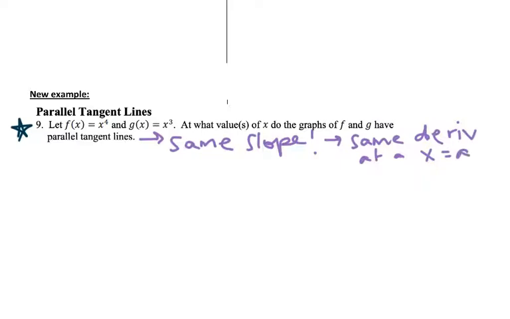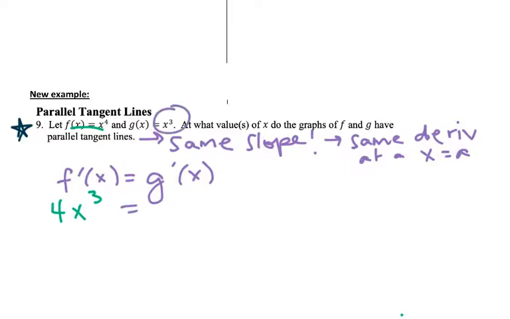So that means we want f prime of x to equal g prime of x. We're going to solve for the x value where that statement is true. In order to do that, we have to find the derivative of these problems. So for f, we've got x to the fourth. When I take the derivative, I get 4x to the third. When I take the derivative of g, which is x cubed, the derivative is 3x squared. And now we need to solve for x.